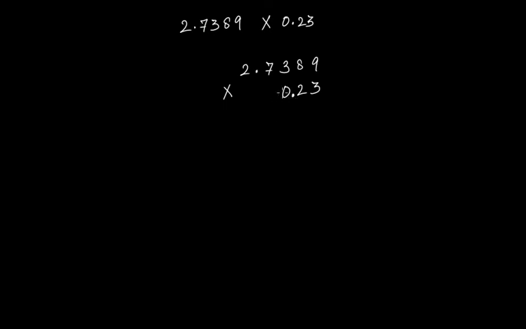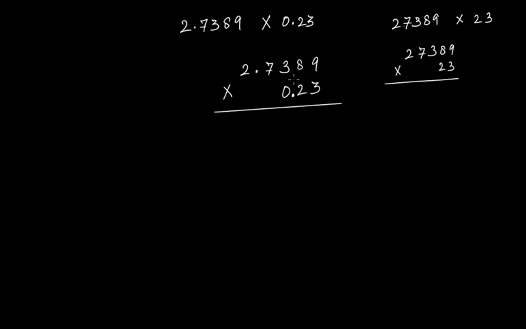Just treat it like you treat any other multiplication, because had it been 27389 multiplied by 23, you would write 27389 multiplied by 23, right? Then you would perform it. Same thing here, but only we have decimals here. Let's go. For a moment, forget these two decimal points.